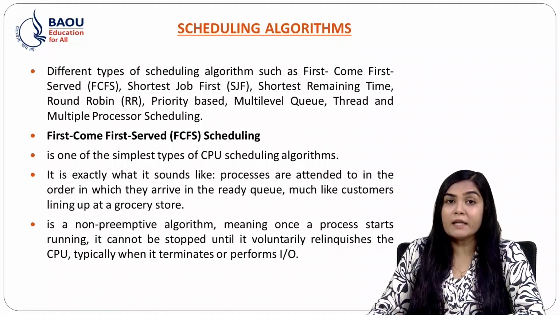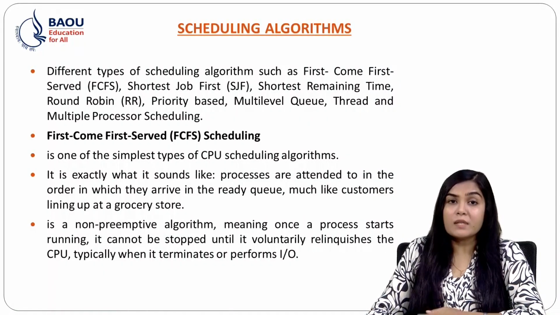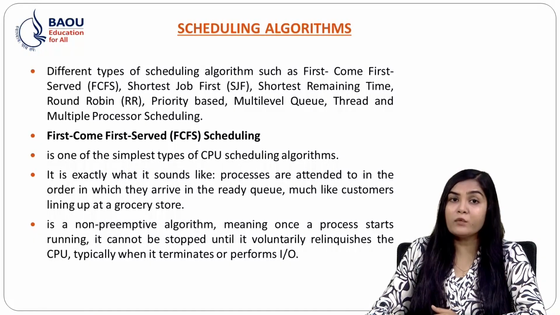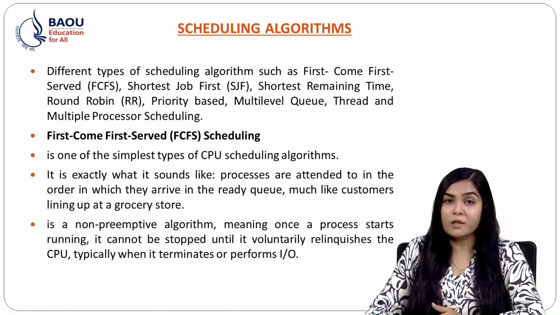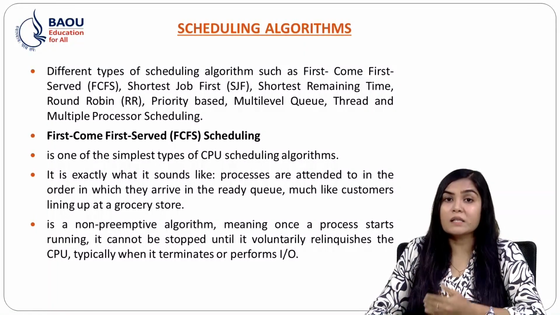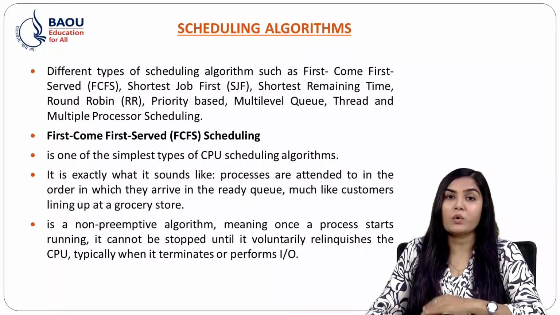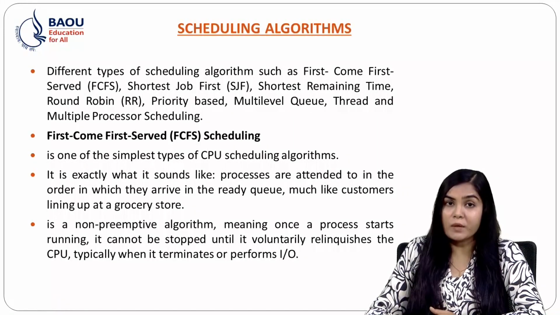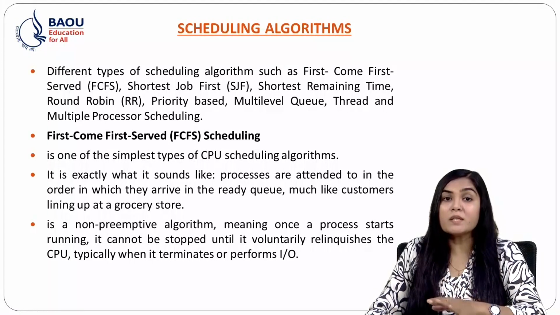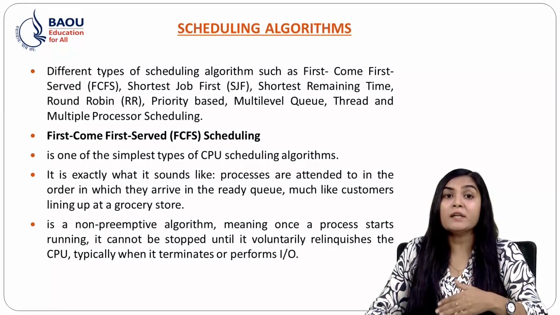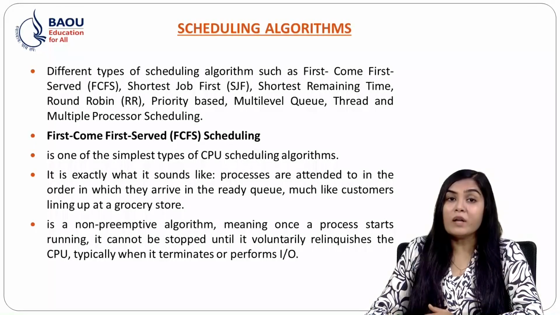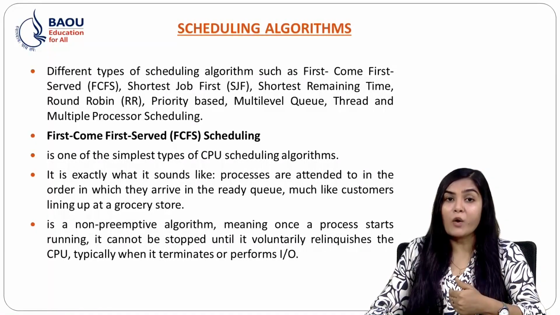So we will start from the first come first serve scheduling algorithm. It is exactly what it sounds like. The processes are attended to in the order in which they arrive in the ready queue, much like customers lining up at the grocery store. FCFS scheduling is a non-preemptive algorithm, meaning once a process starts running, it cannot be stopped until it voluntarily ends, typically when it terminates or performs an IO operation.